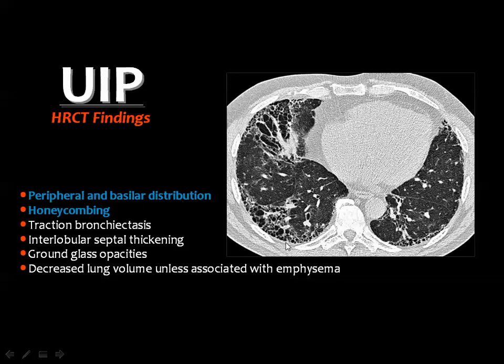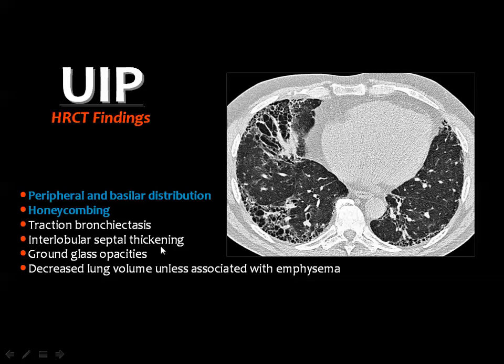By honeycombing, we mean multiple small cystic areas containing air with a thick margin located in clusters in the subpleural location. This is a good example of honeycombing. Also here you can see honeycombing, and there you can see honeycombing.